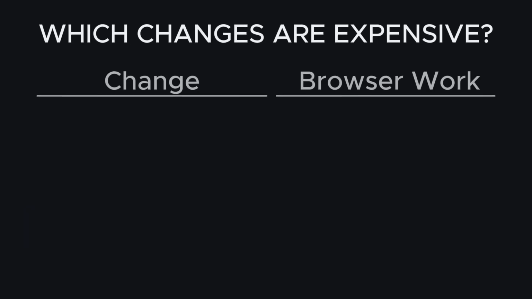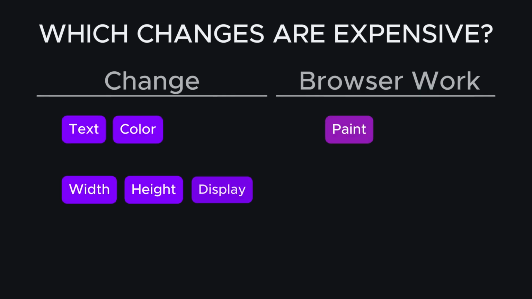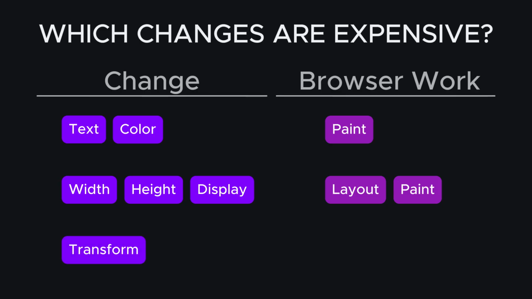Not every DOM change costs the browser the same amount of work. Changing text or colors usually triggers a repaint, while changing an element's size or display often requires both layout and paint. Properties like transform are typically the most efficient because they can be handled during the composite stage. Knowing this helps you write smoother, more performant web applications.